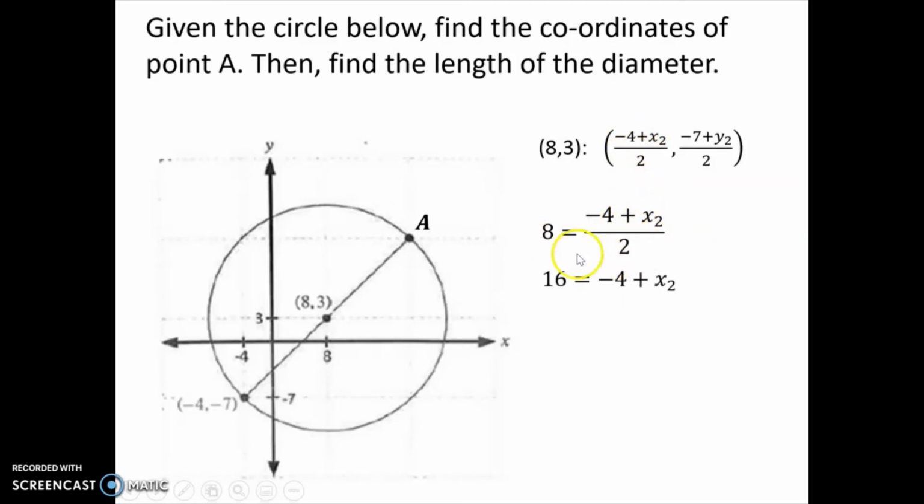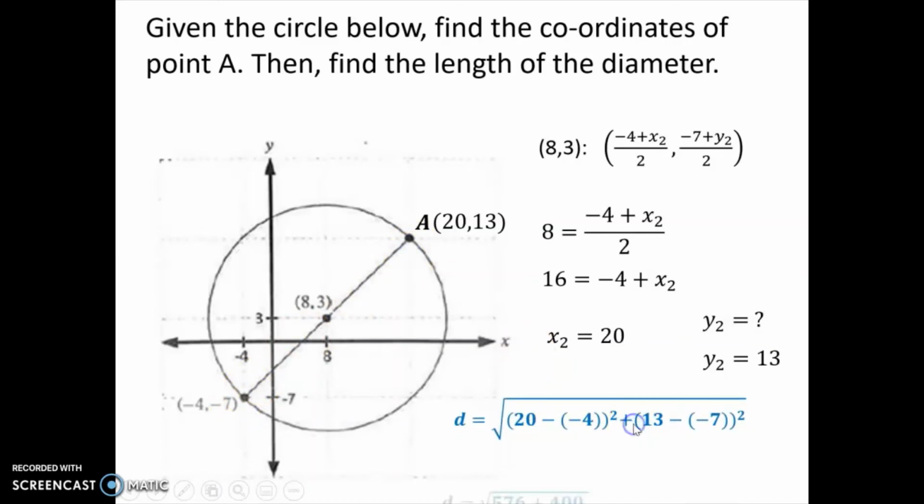Okay, so solving that, I multiply by 2, move the 4 over, x2, or the coordinate of the x value here must be 20. Try the same thing for the other half here. The 3 comes from this calculation. All right, if you did the work on that, it should be 13. So now we know this coordinate is 20, 13. And just as we've been doing, now find the length of the diameter. So now that you know these two endpoints of this diameter, how long is it? Okay, that's distance formula, and we get a root of 976.